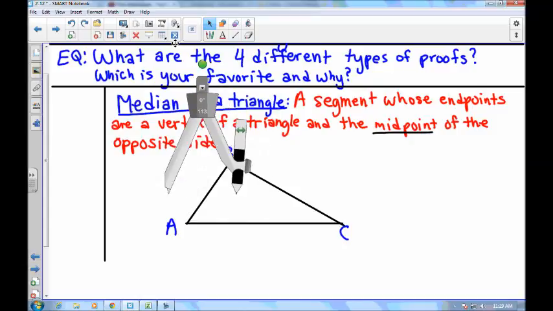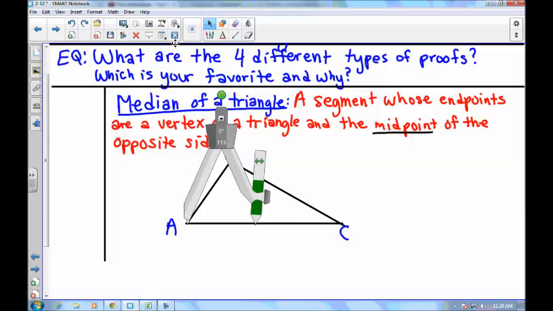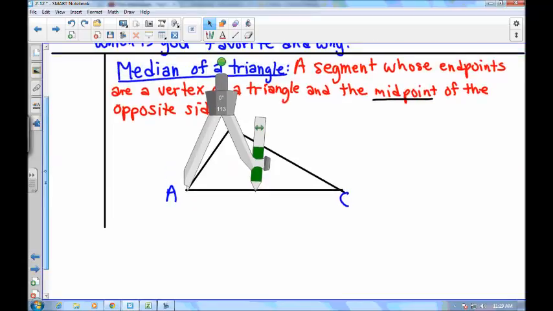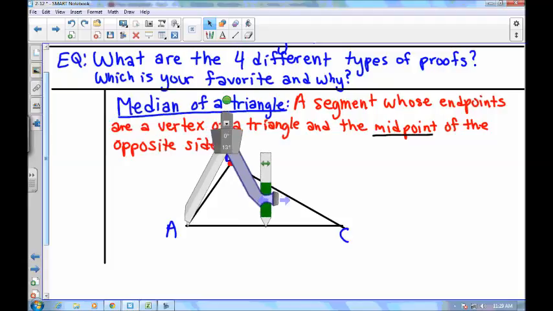If we need a midpoint of AC, we need to bisect it. And we've learned how to bisect already. Put the sharp point on A. And you need to spread it widthwise, wider, more than halfway. There we go.